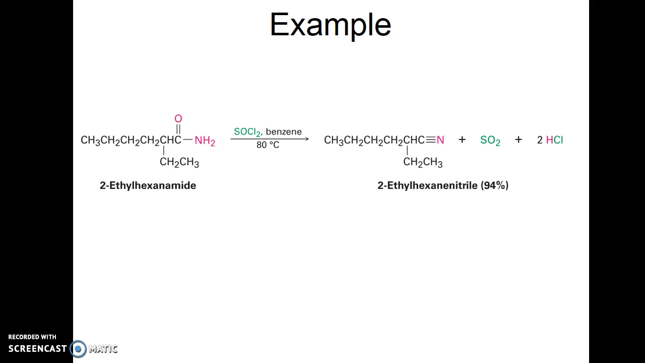Here's an example of that dehydration. Here is the amide functional group, and here is thionyl chloride. What is it going to do? It's going to change that into a nitrile. See, everything's the same, except for now, this is the nitrile. And we have some compounds that we have to get rid of through extraction or volatilization in the lab, but this is a pretty clean reaction.